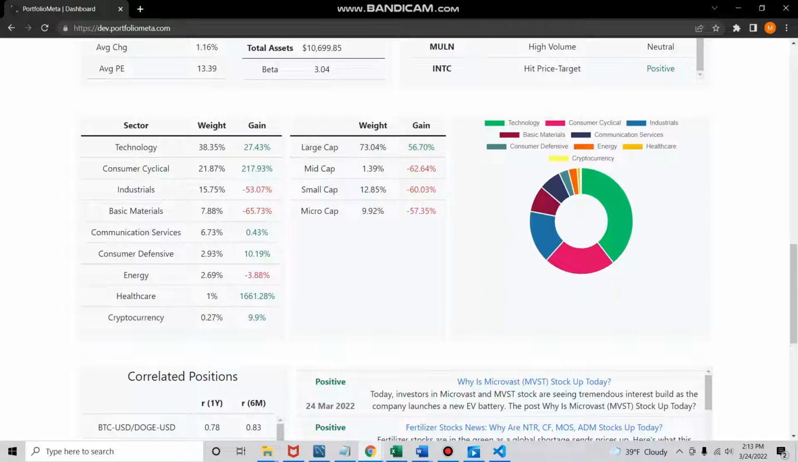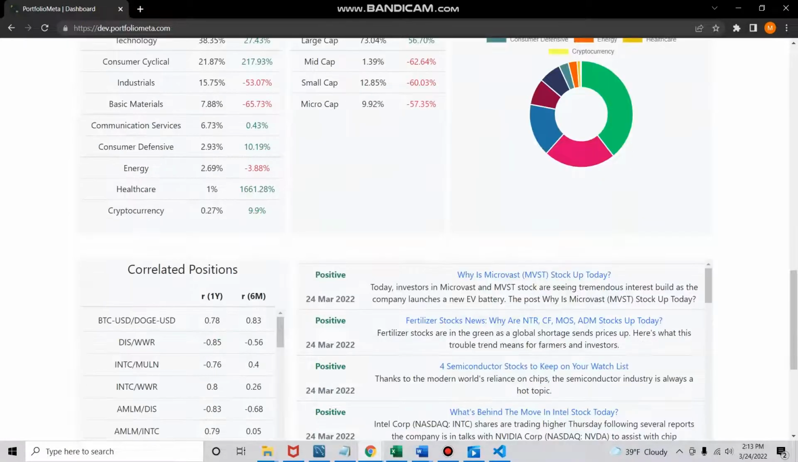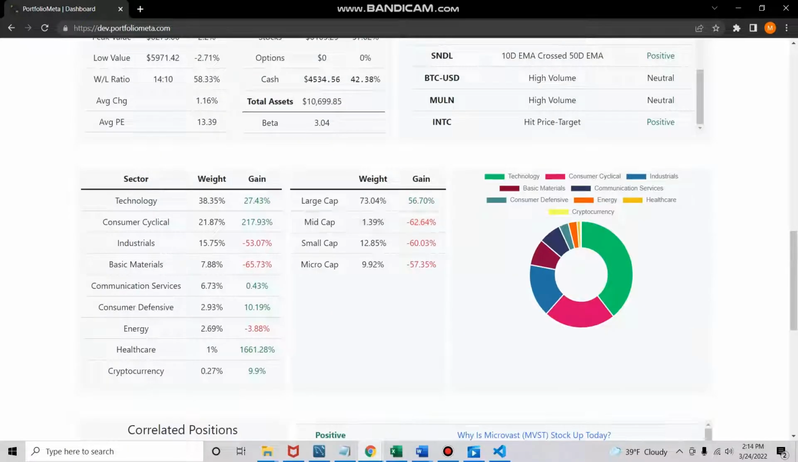And then over here is a breakdown based off of market capitalization, so how big the companies are. It breaks it down between large, mid, small cap, micro, and similarly, it also shows you how well you're doing in those categories. And then this is just a donut chart visually showing your diversification.